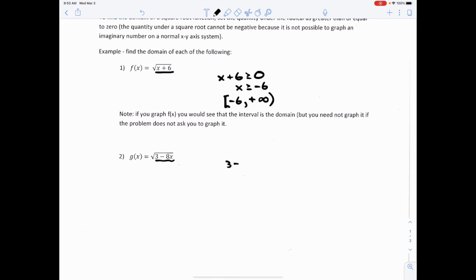3 minus 8x, and say it's greater than or equal to 0. Now, there are two ways to do this. What most people are probably going to do is say -8x is greater than or equal to -3, and then since you're dividing by a -8, you have to change the direction of the symbol. And that's fine. Okay, so x is less than or equal to 3/8. That means it's negative infinity to 3/8.